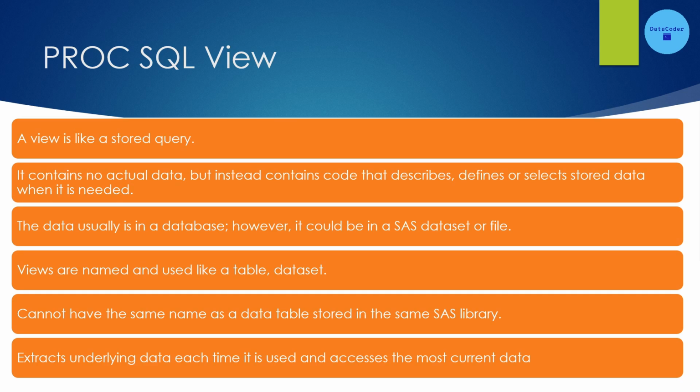Views cannot have the same name as a data table stored in the same SAS library. So in a particular library, if we have created a SAS dataset or a table with a particular name, in the same library we cannot create a view with the same name. A view extracts the underlying data each time it is used and accesses the most current data. So each time we execute the view code, data will be refreshed and we'll get our current, latest data.